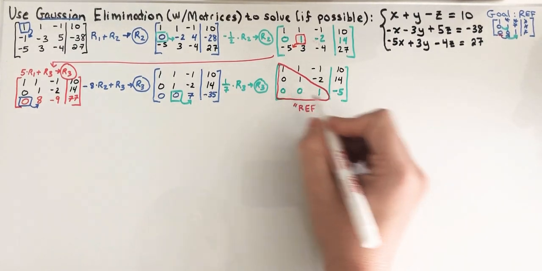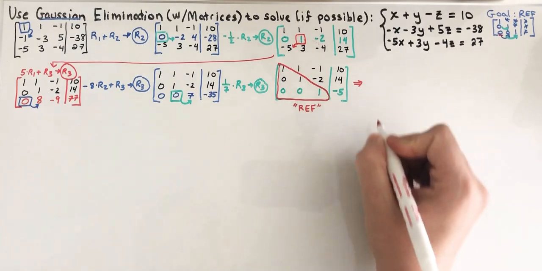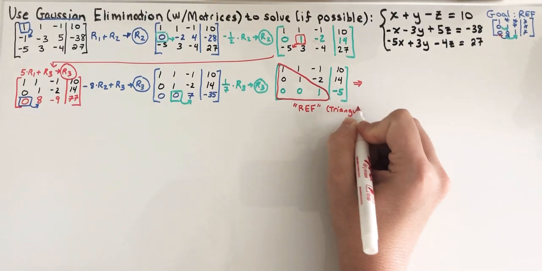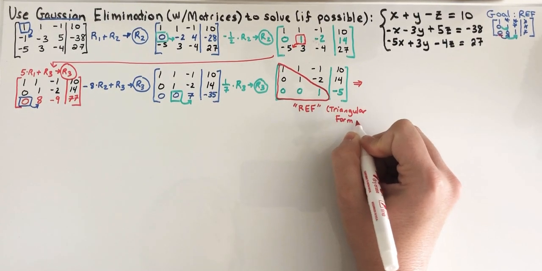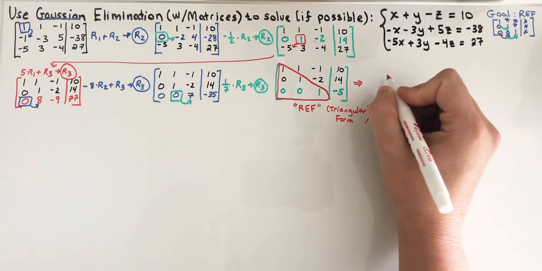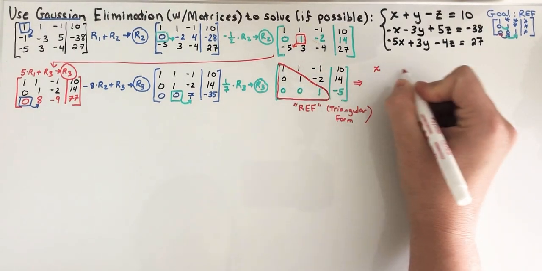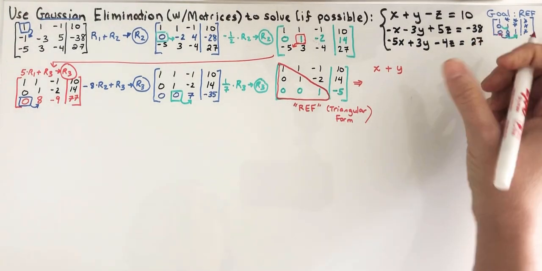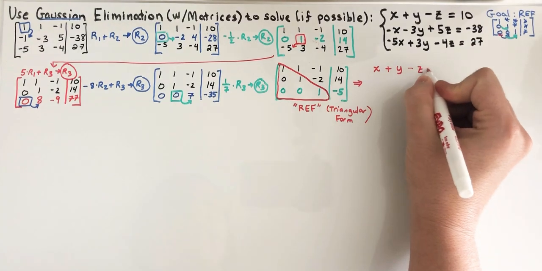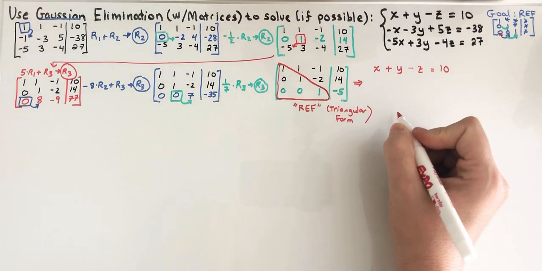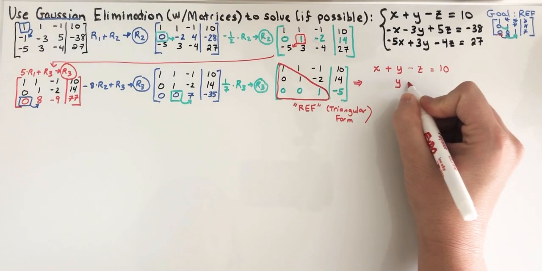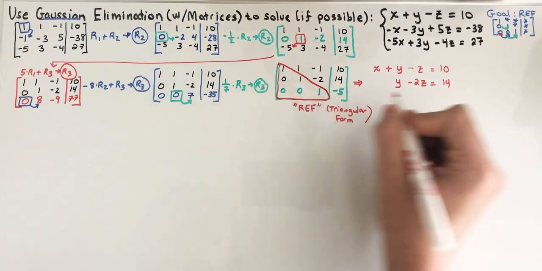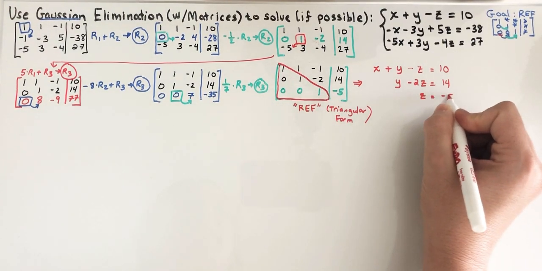So let's see, once we have it in this form, it allows us to rewrite the system in triangular form. That's really what this does for us. And we can back substitute then to find our solution. So let's see what we have here. We have 1x plus 1y minus 1z, so minus z equals 10 for our first row. Then we have no x, but we have 1y minus 2 copies of z equals 14. And then we have no x, no y, but we have 1 copy of z equals negative 5.